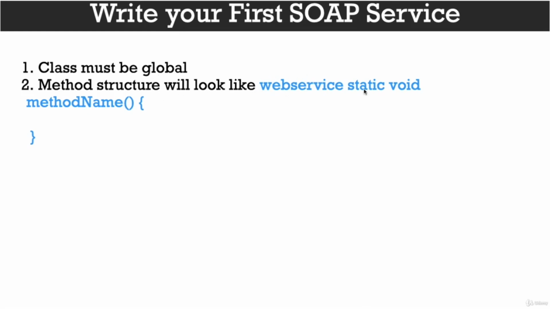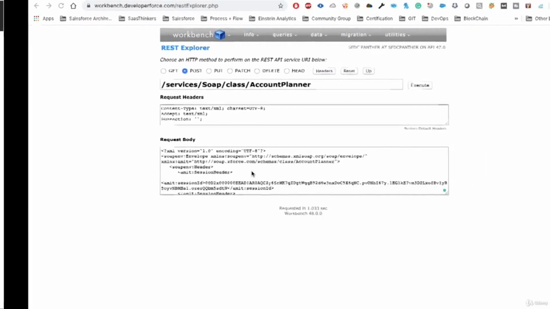These are the keywords that will always be there against a method name which we want to work as a web service. And then this is a return type which you can change. This might be a string or some other data type, or if you don't want to return anything you can put void, and then the name of your method here. So on that note, let's quickly start building our web service.